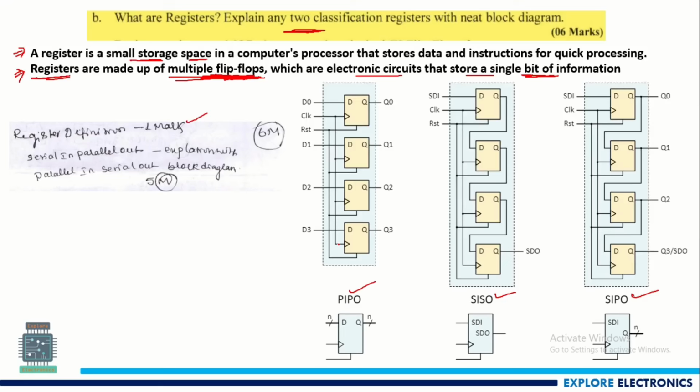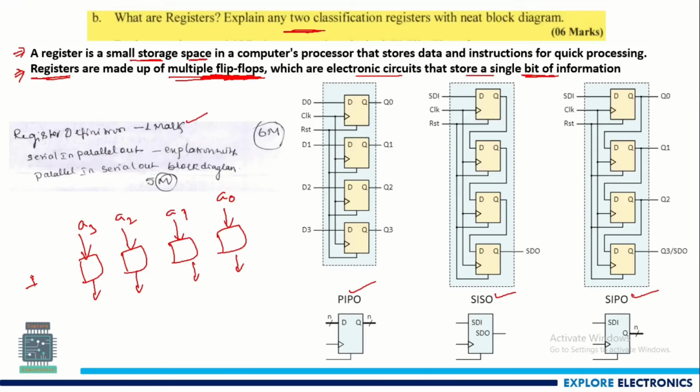Parallel in parallel out means, if you have multiple flip-flops like this, parallelly you need to give the inputs, meaning 4 inputs, like this is A3, A2, A1, A0, and parallelly we need to take the output. In one clock cycle, the clock signal will be common for all these. So this is the clock. Whenever the clock positive edge comes, all the flip-flops give you the output at a time. That is parallel in parallel out.